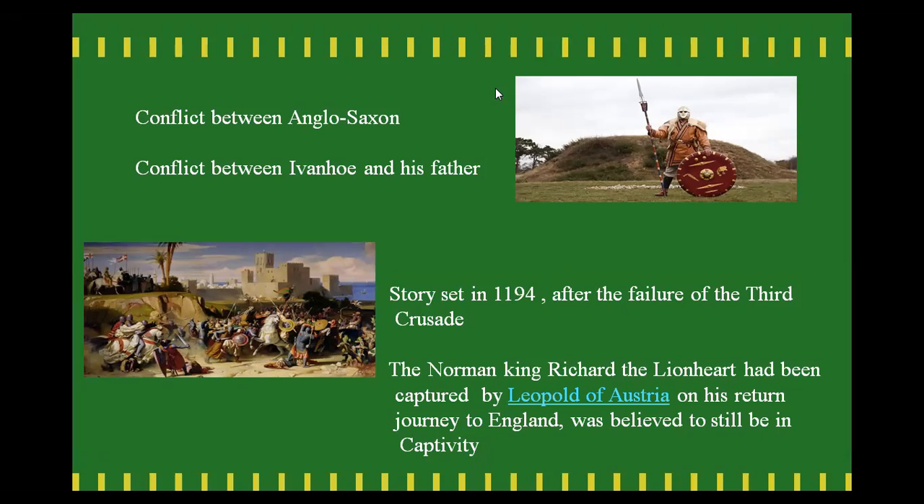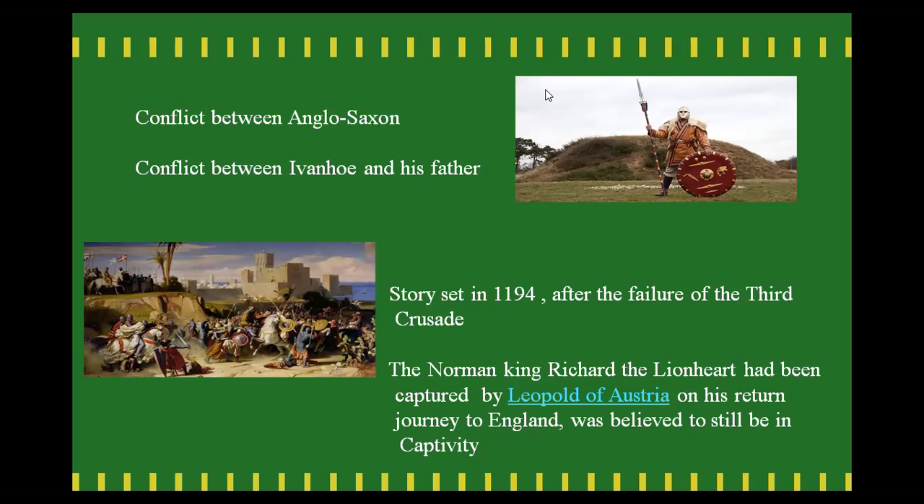The story of Ivanhoe is set in 1194 after the failure of the Third Crusade. In the last lecture, I told you about the crusade. The Third Crusade was a religious war that took place in Palestine, the part of Israel, between the Christians and the Muslims. The Norman King Richard the Lionheart had been captured by Leopold of Austria on his return journey to England and was believed to still be in captivity.